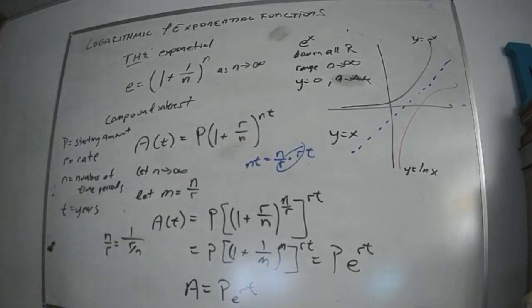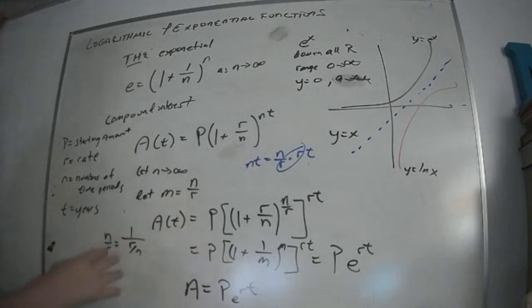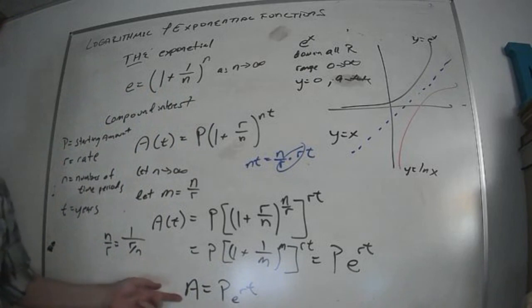Now this particular exponential form is for continuous growth. So we're talking about compound interest. But it also works for anything that grows exponentially. So it works for the growth of bacteria. They have exponential growth. It works for radioactive decay, because that has exponential decay.